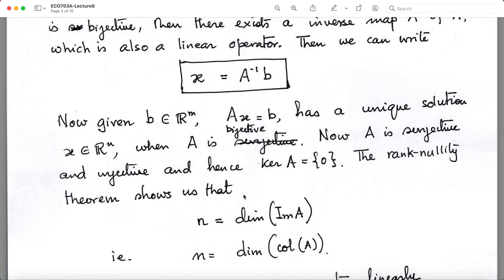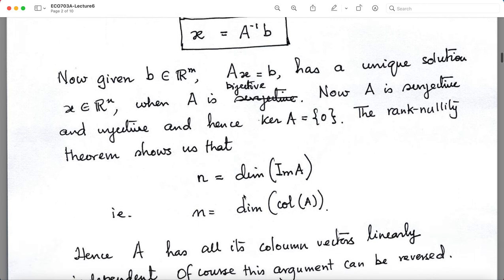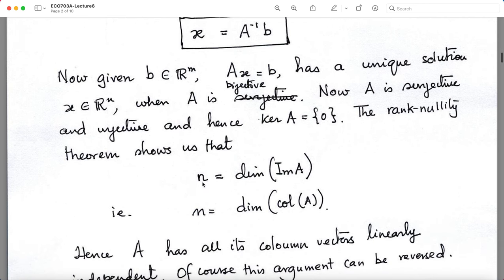Now you take any B in Rm. If A is bijective, then Ax equal to B has a unique solution x, unique. So why? Because now A is both surjective and injective, and because A is injective, the kernel of A is equal to 0. By the rank nullity theorem, the dimension of Rn is equal to the dimension of the image of A plus the nullity of A.